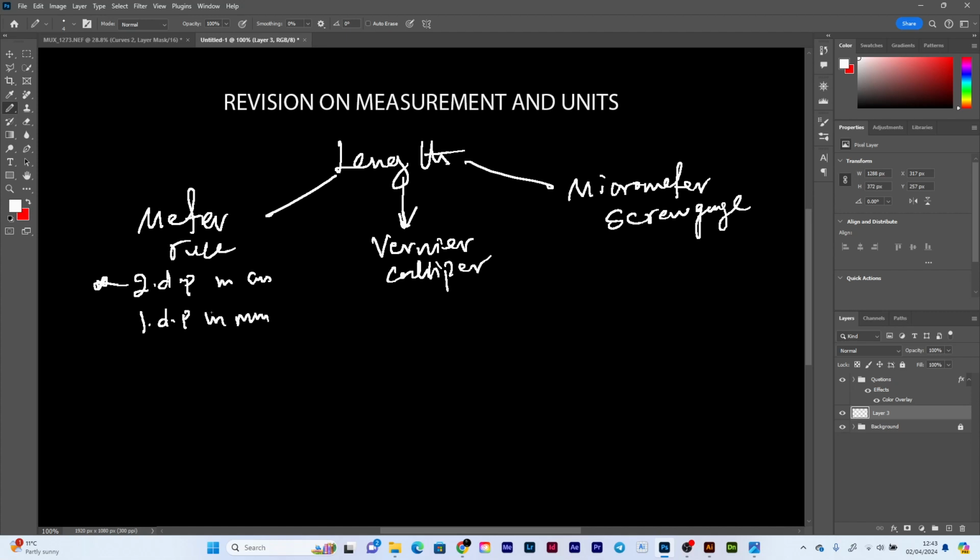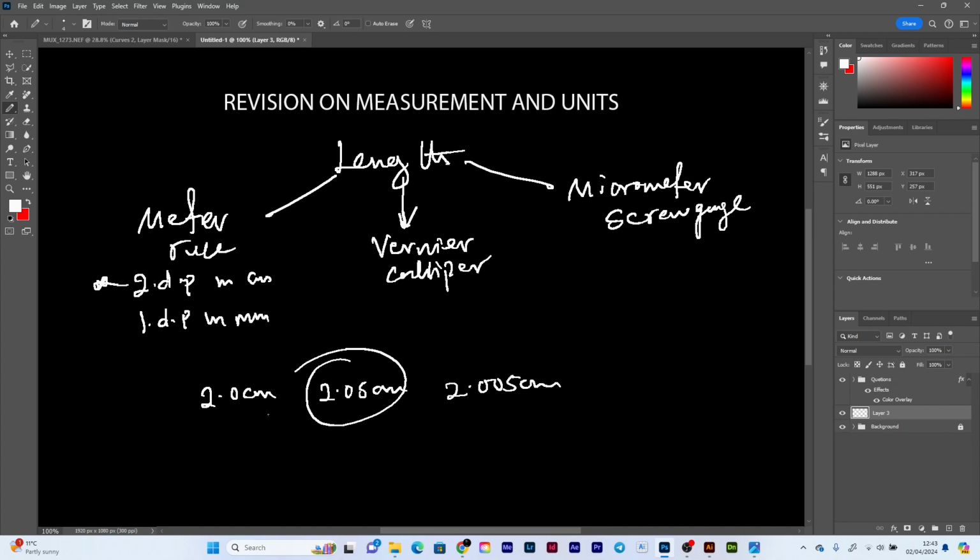This thing seems insignificant, but these are things they test you on. For example, the examiner can ask which of the following readings cannot be achieved using meter rule. So I can give you 2.0 centimeter, I can give you 2.05 centimeter, I can give you 2.005 centimeter. So you should know this is going to be the right answer.